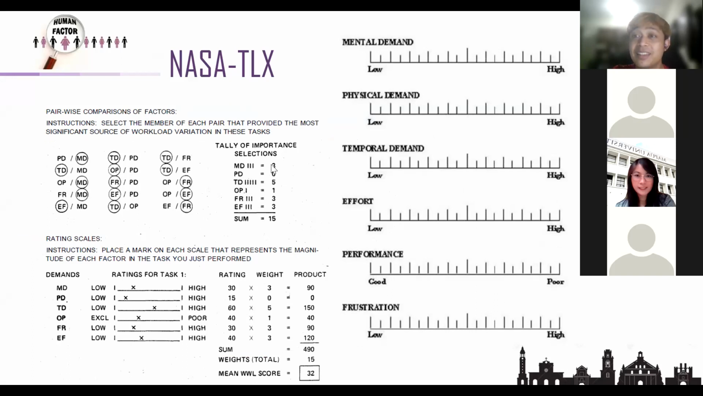It depends on how many times an item gets selected, and then you multiply it by the rating and so on. The final one will be divided by 15. So the total sum of the weights is 15. Yes. All right, sir. Thank you.